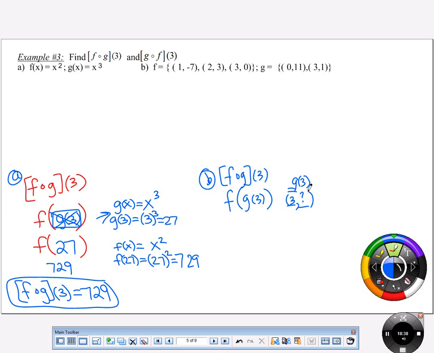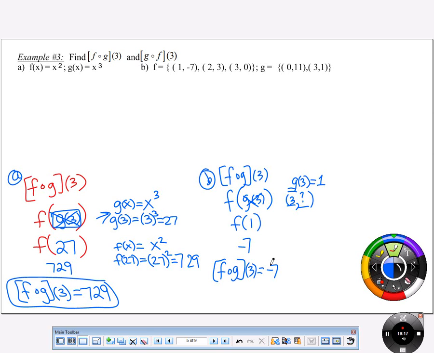So you look at the points. There's the point with the x coordinate of 3. And the output that goes with it is 1, which means g of 3 is equal to 1. Okay? So this gets replaced with 1. And now my goal is to go find f of 1. Okay? So who can raise their hand and tell me what f of 1 will be? Good, -7. I look in the f function. When 1 is the input, -7 is the output. So f of 1 is equal to -7. Okay? So f of g of 3 turned out to be -7.